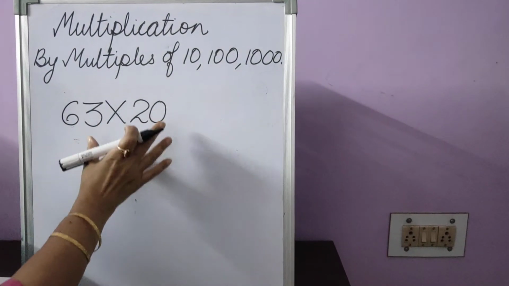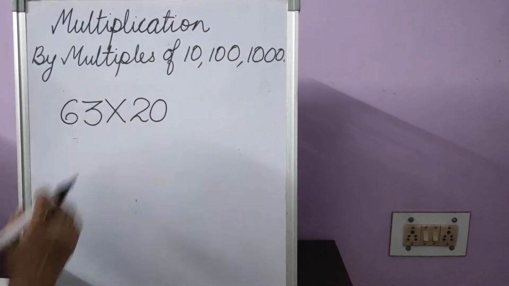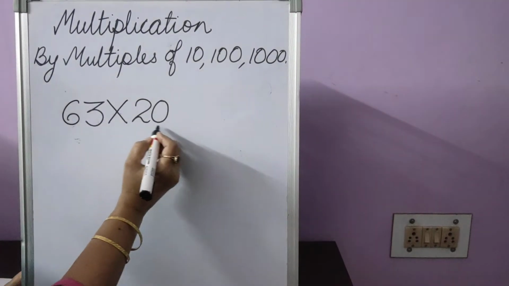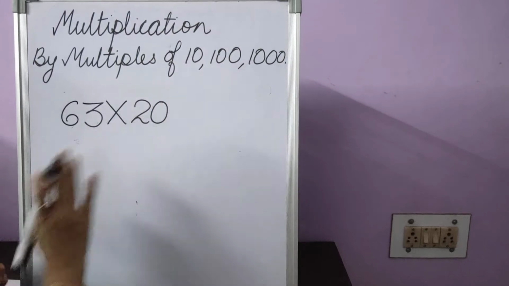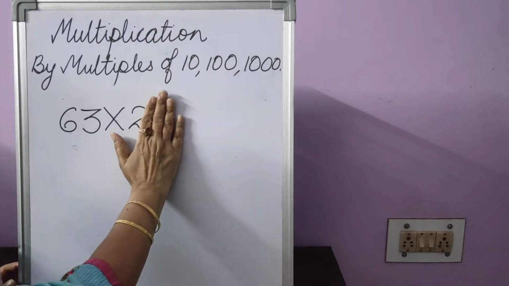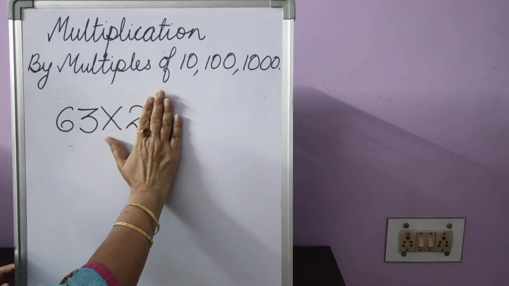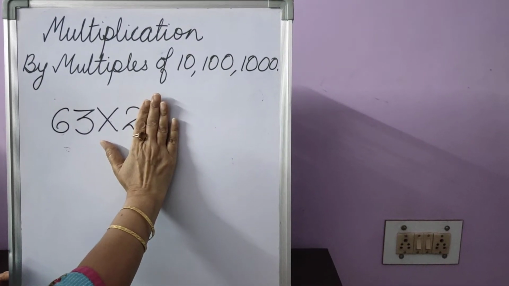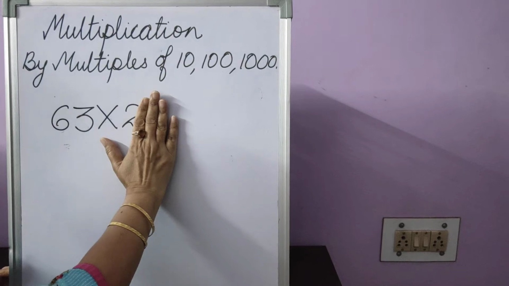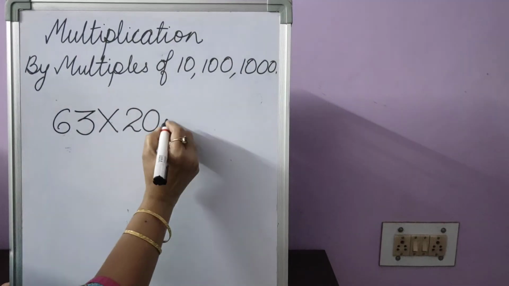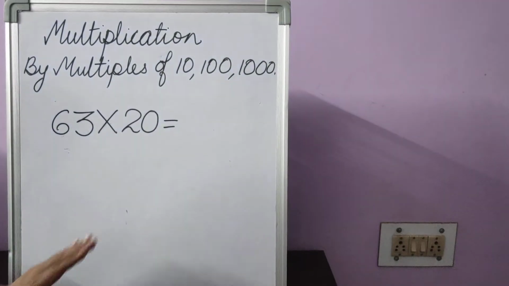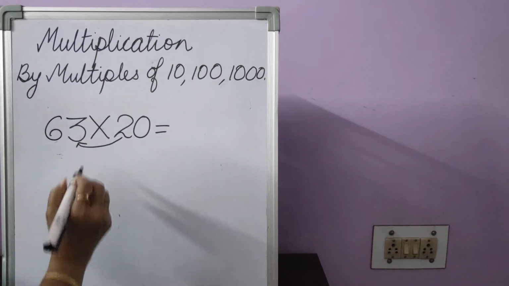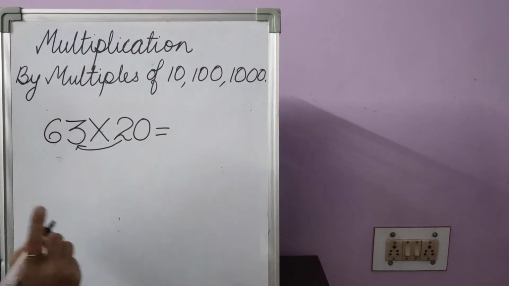Now when we have multiples of 10, like for example now we are multiplying by 20, pay attention. In this multiple of 20, just leave out the 0 for the time being. Think that there is no 0. So when there is no 0, your sum becomes simply 63 multiplied by 2. Now this we can easily do orally. So when we leave out the 0, multiply 2 by 3. You are not going to do these arrows. I'm just showing it to you.